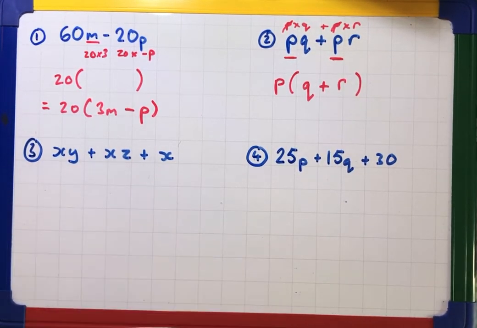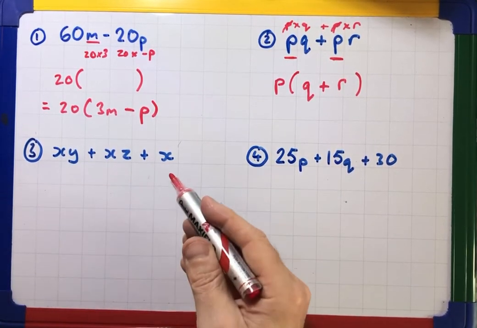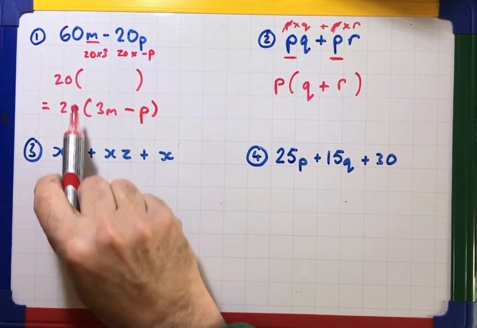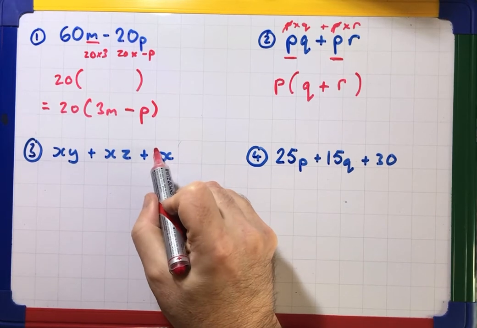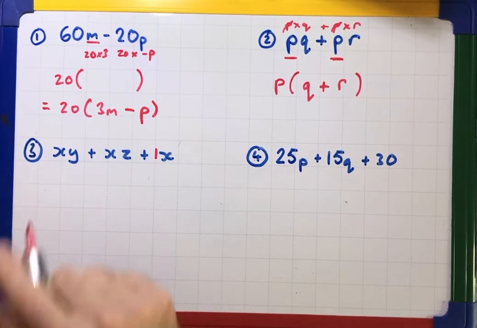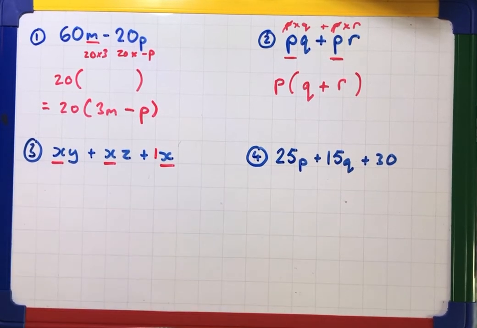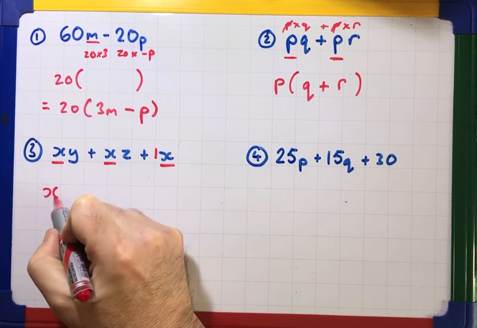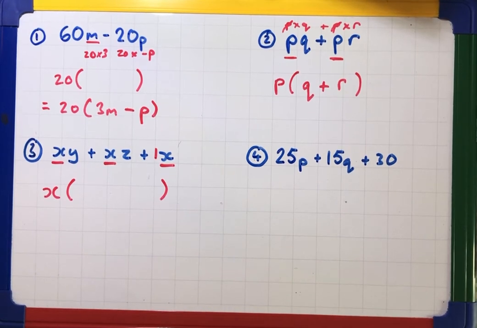If we look at this third one here, they're trying to fool us a couple of ways. Firstly, there are 3 terms, but that's not a problem. That just means in our bracket we'll have 3 terms. And they've written X, but we need to remember X stands for 1X, doesn't it? So what's the same here? Look. They've all got X in, haven't they? So this time on the outside of the bracket, I'm going to write X.